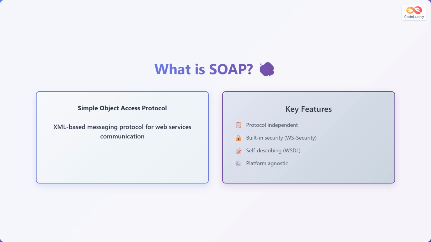Let's look at some key features. First, SOAP is protocol independent. Second, it has built-in security features often referred to as Web Services Security or WS-Security. Third, it is self-describing because it uses Web Services Description Language, that is WSDL, and fourth, it is platform agnostic, which means it can be used with any programming language.